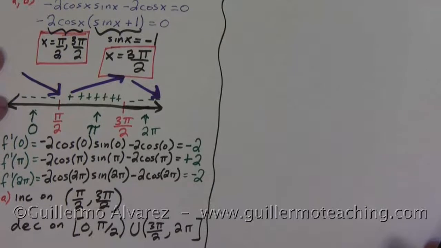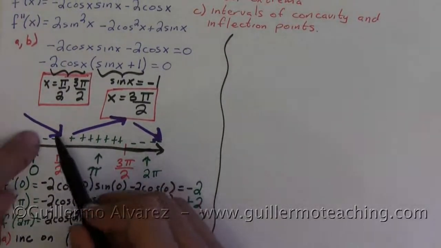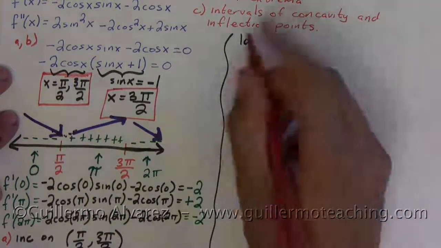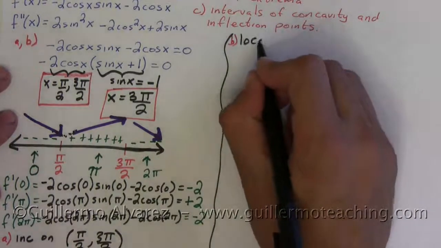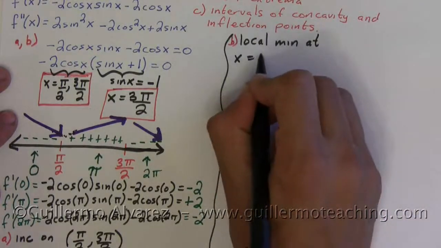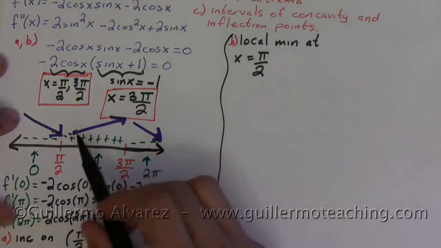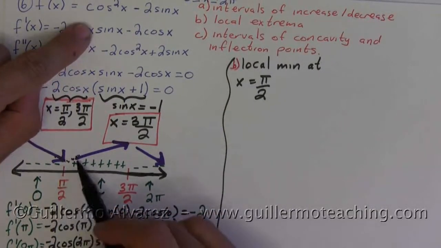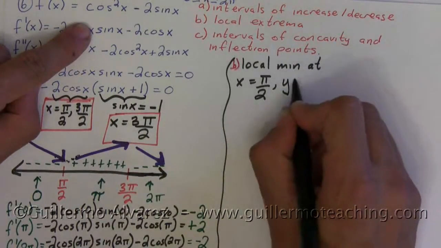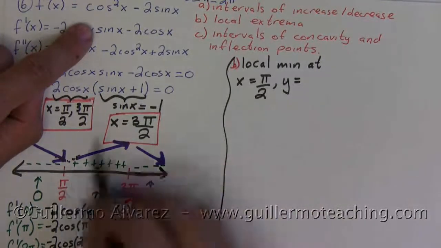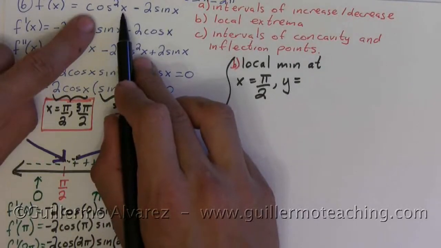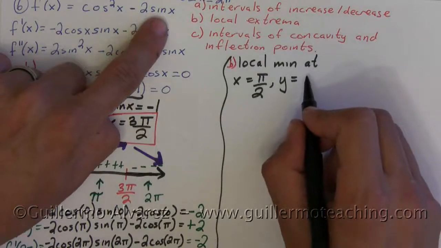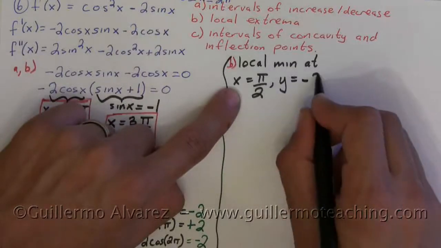Okay. But now also what follows from this is that, see how it's decreasing and then it's increasing? Well, this means that I'm going to have a local, this is part B now, I have a local minimum at x is equal to pi over 2. Because here it's decreasing, and then at pi over 2 it starts increasing, and the function is continuous at pi over 2, so that means that we have a local minimum. And to find out the y value at pi over 2, I would just plug pi over 2 into the original function, and if I do that, I would get cosine of pi over 2 is 0, minus 2 times sine of pi over 2 is 1. So when x is equal to pi over 2, y is equal to negative 2.